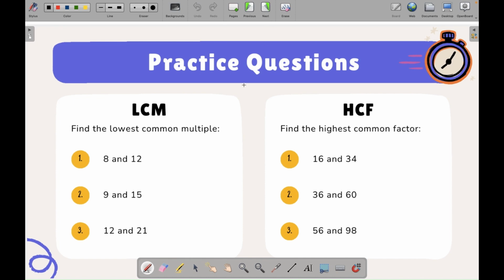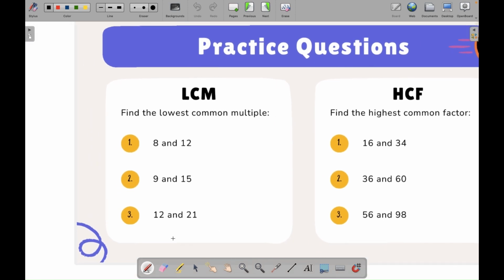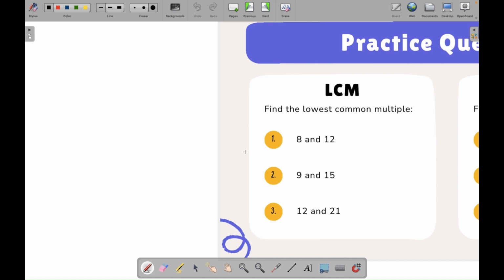Okay. Now we'll see some examples and then understand it in more detail. Right. So first of all, we'll try finding LCM.